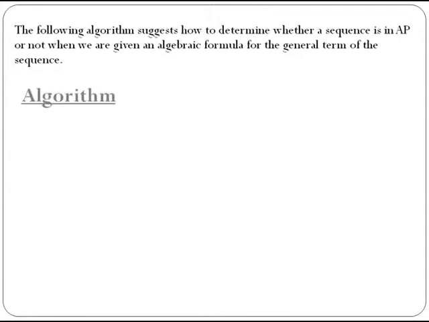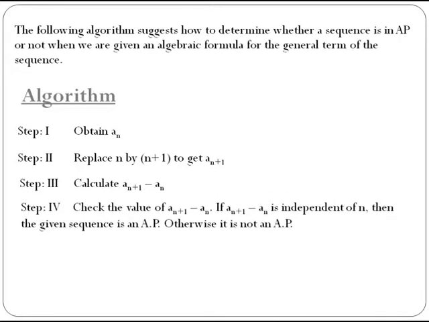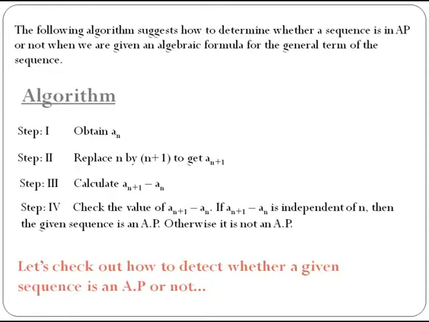Let's look at this algorithm. Step 1. Obtain an, that is the nth term of the AP. Step 2 is to replace n by n plus 1 to get the (n plus 1)th term of the AP, that is a(n plus 1). Step 3 is to calculate a(n plus 1) minus an. Step 4 is to check the value of a(n plus 1) minus an. If a(n plus 1) minus an is independent of n, then the given sequence is an AP. Otherwise, it is not an AP. Let us check how to detect whether a given sequence is an AP or not.